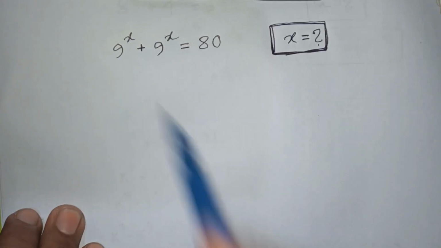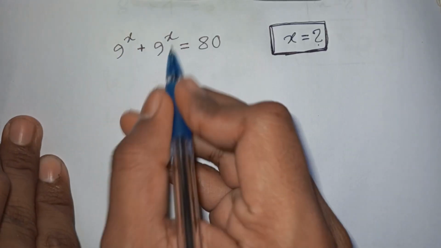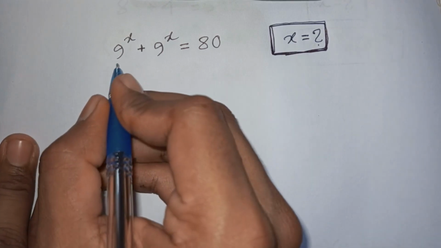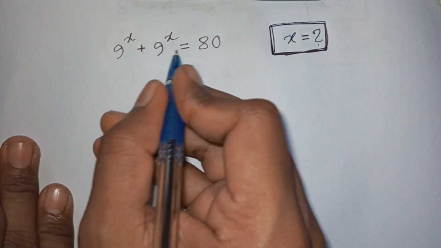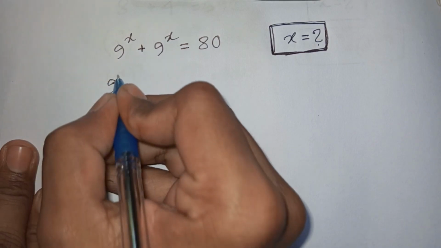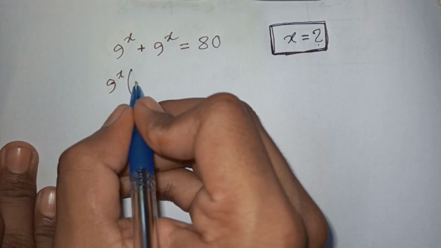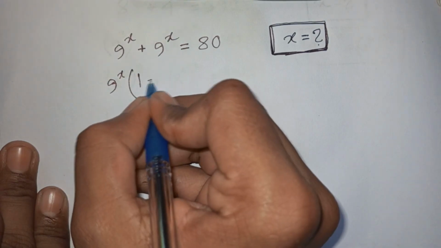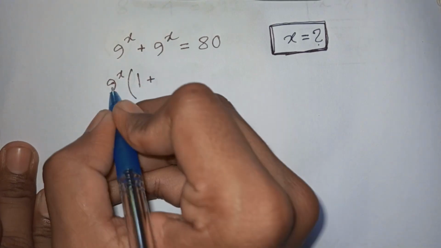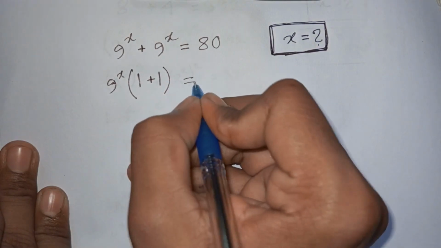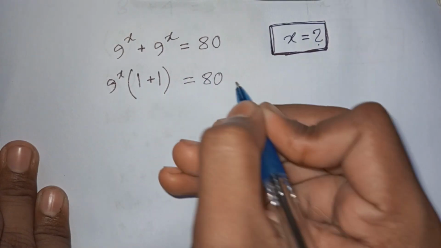How to solve 9^x + 9^x = 80. Find the value of x. At first we take common 9^x from the left side. So 9^x is out of the bracket, this divided by this, that means 1, plus this divided by this, that means 1, bracket close, is equal to 80.